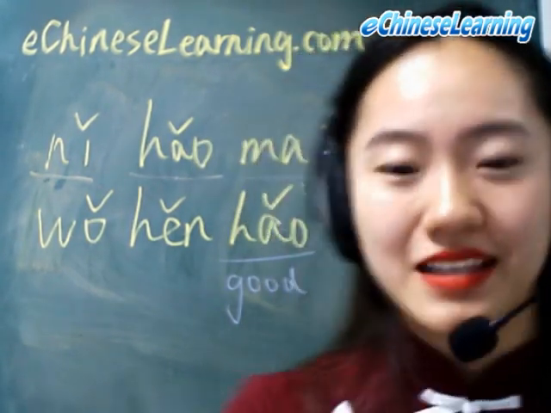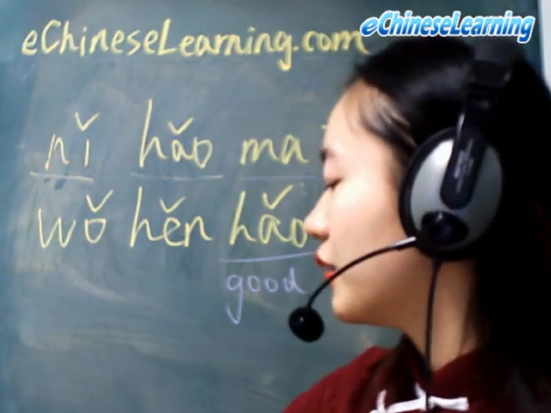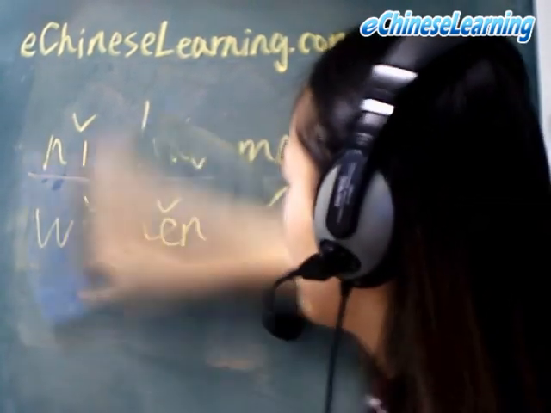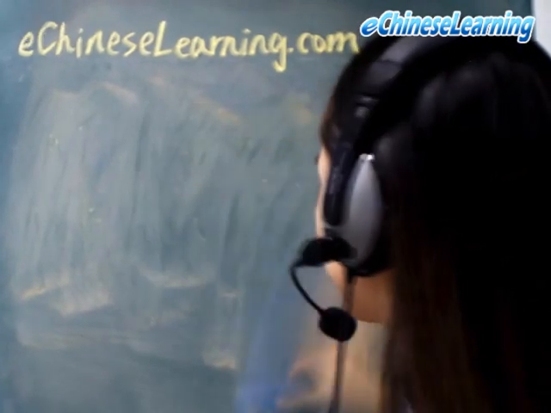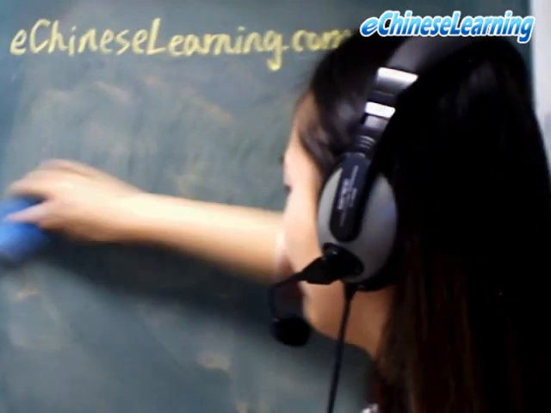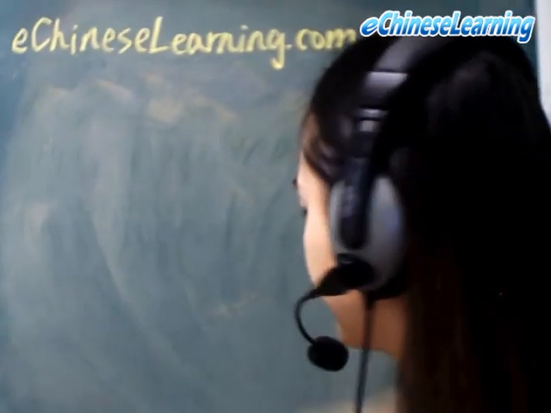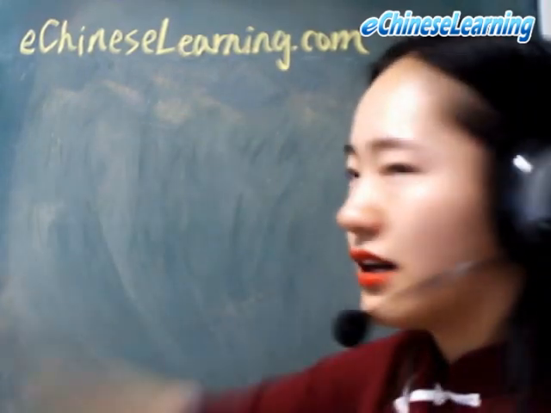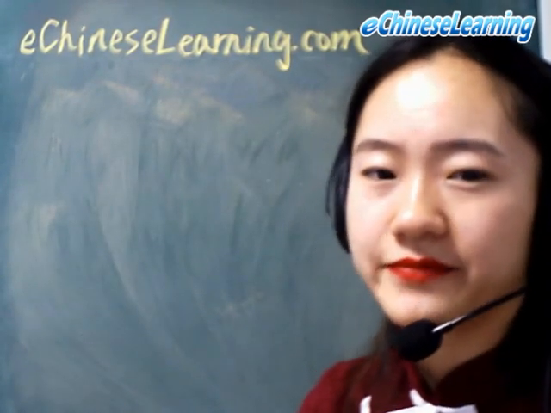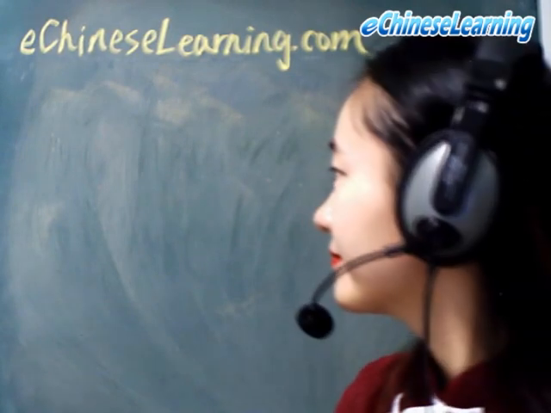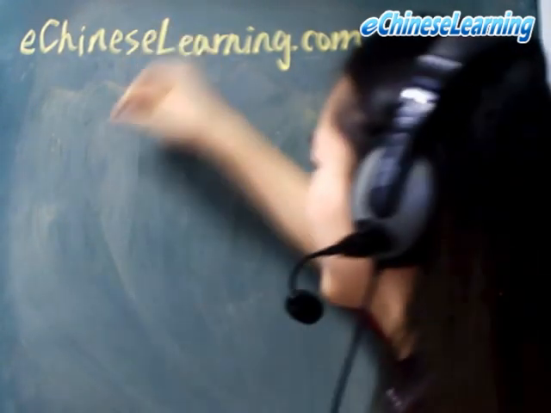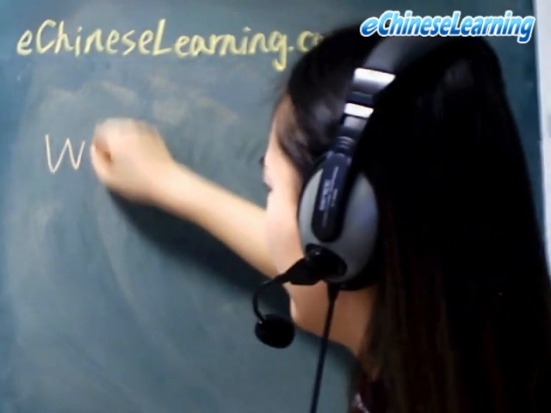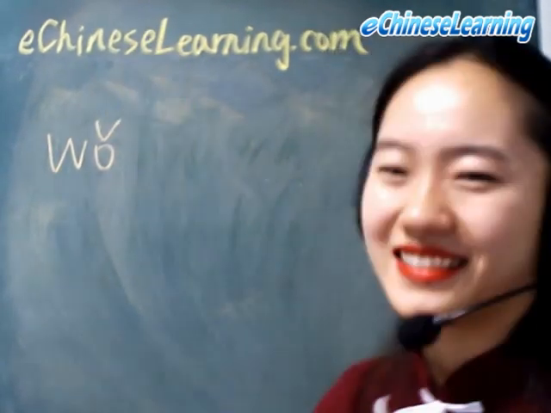Okay. So after the basic greeting, we can also introduce our names. 好. So do you know how to introduce your name? Okay, so first we can think about the sentence. For example, I am Joyce. How to say I? I am Joyce. Joyce.